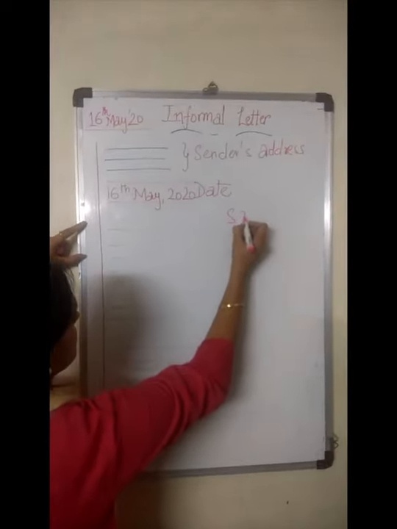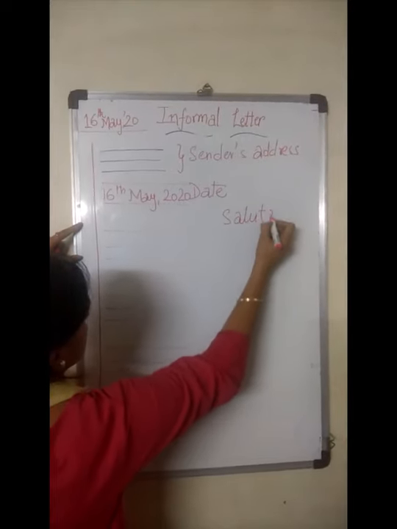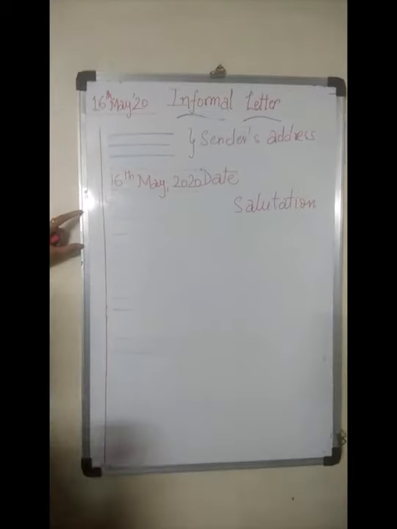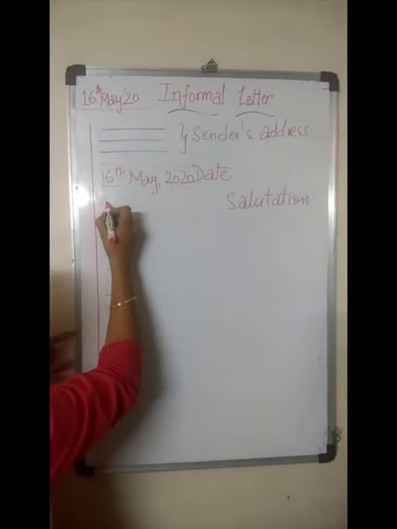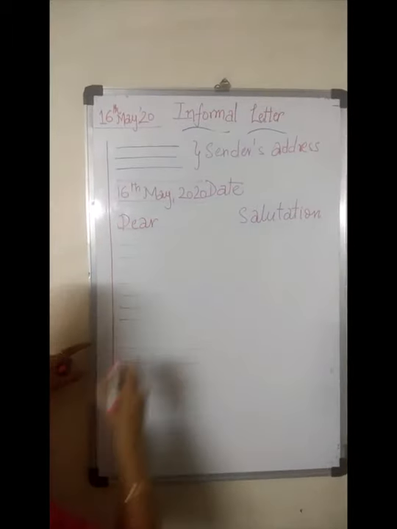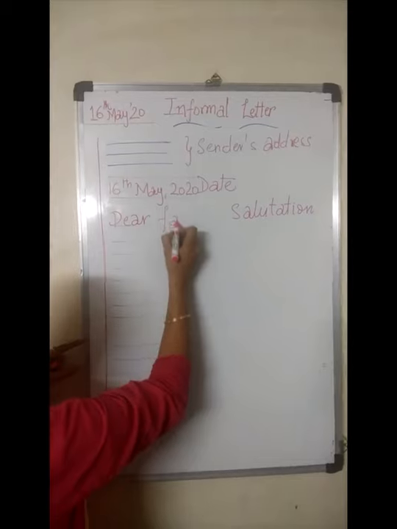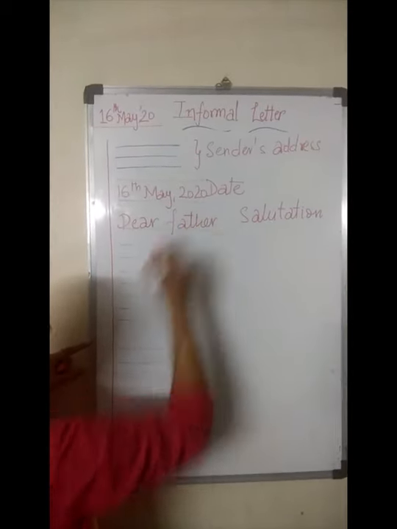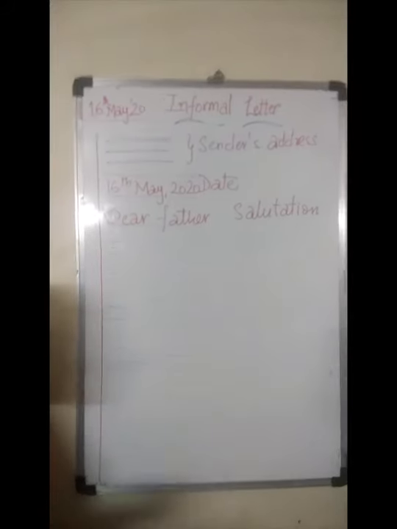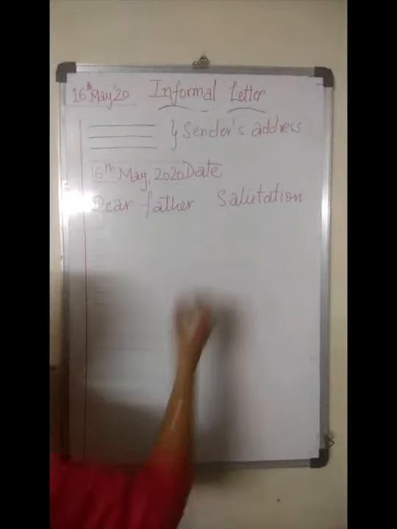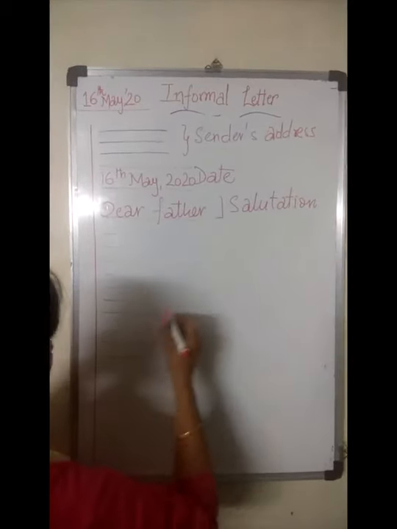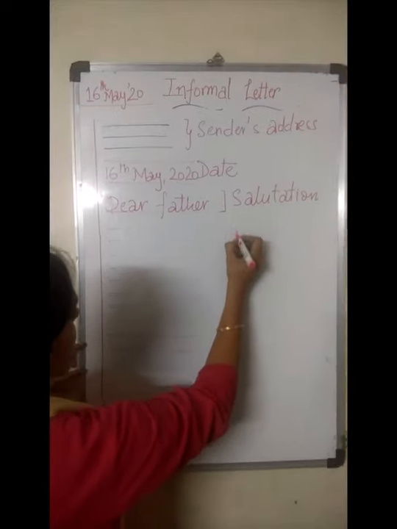Salutation is the greeting or addressing to whom you are writing the letter. As I am writing this letter to dear father, it could be your mother, any of your informal relation, your friend, your brother or your uncle. So this is called a salutation. Then comes the body of the letter.